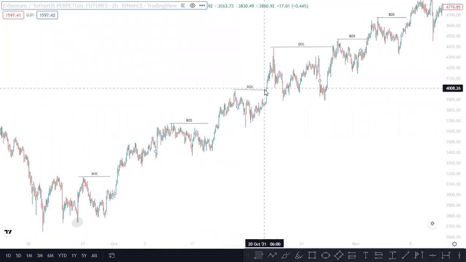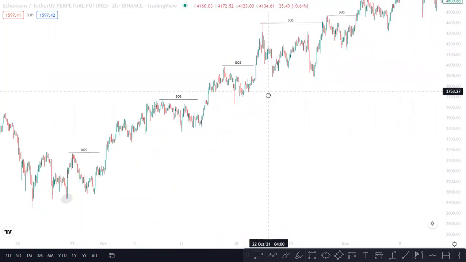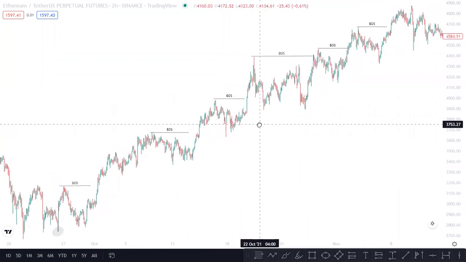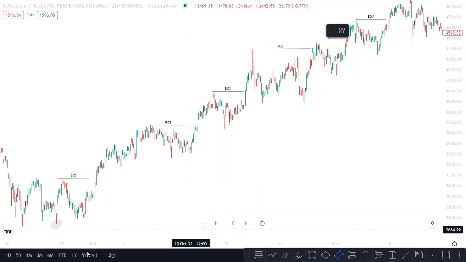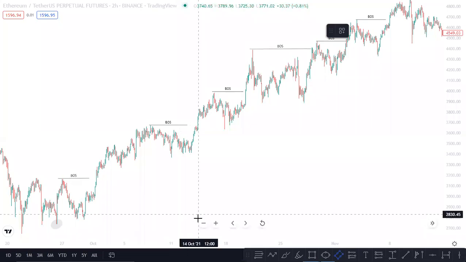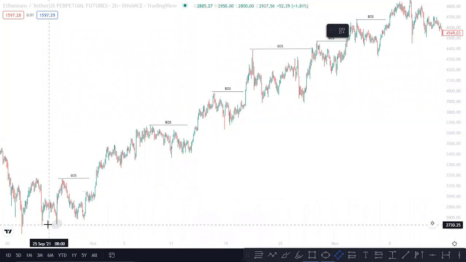So these are your BOS at a point where price breaks structure. Now, if you are to look at one thing here, what happened at every time price broke structure is... you couldn't hear me. So when price breaks structure, right?